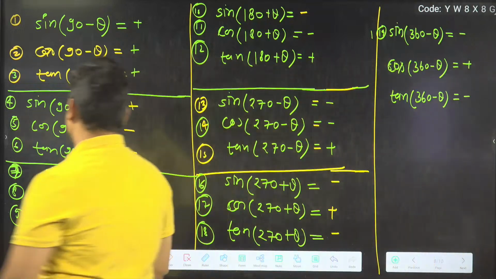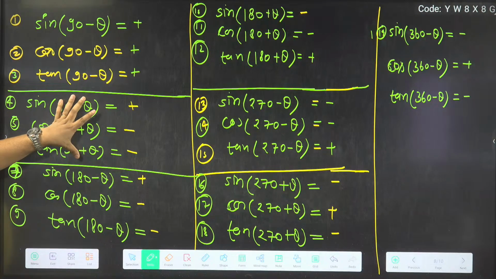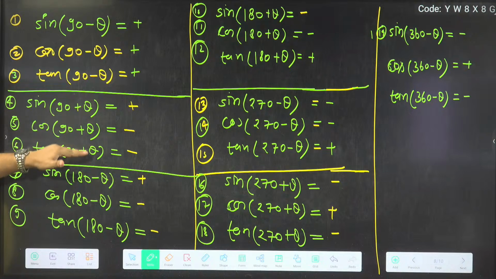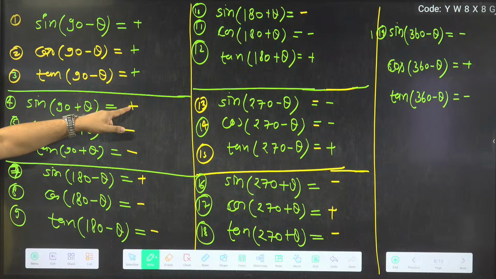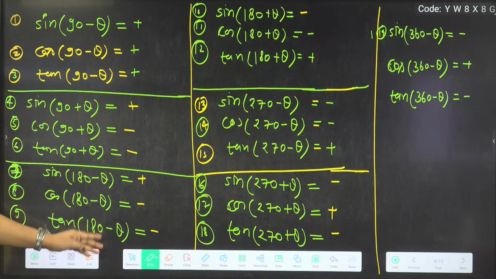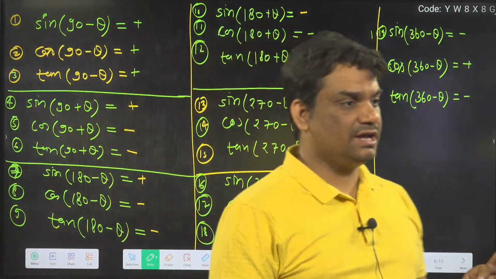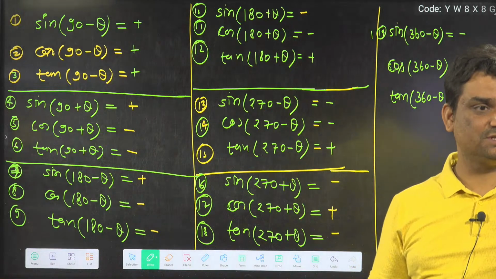Listen, 6 and 7. Tan 90 plus is basically what? All these are in the second quadrant. 90 plus is basically second quadrant, so sine positive, the rest are negative. And 180 minus is also your second quadrant, sine positive, the rest are negative. Any doubt anywhere? Because mistakes only happen in the positive, negative.